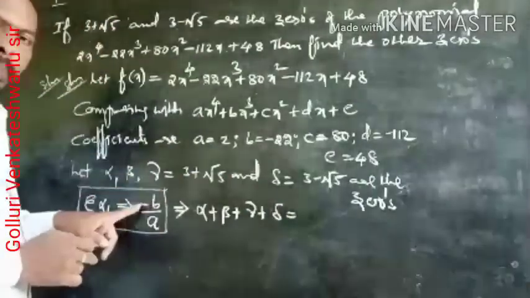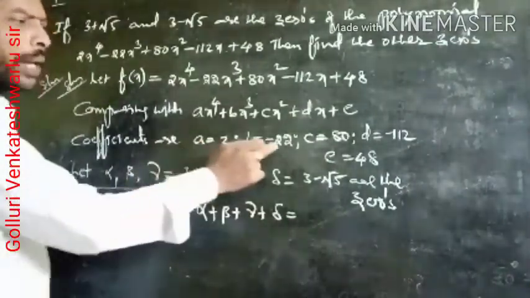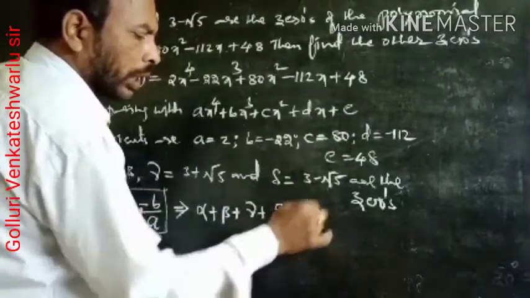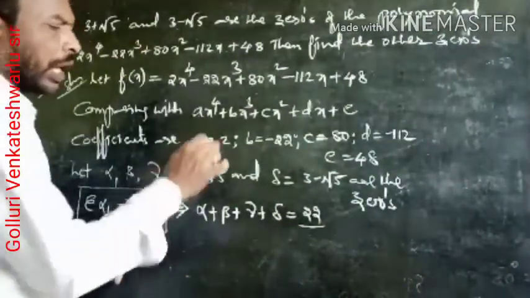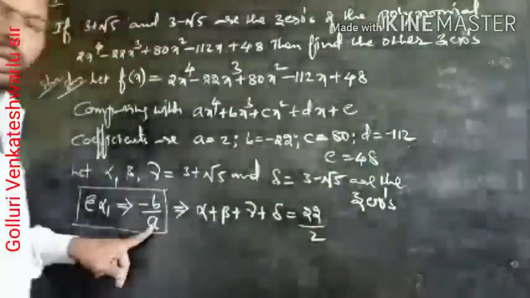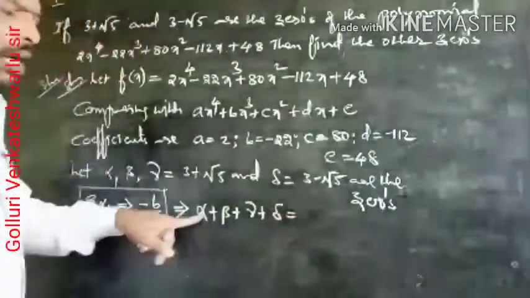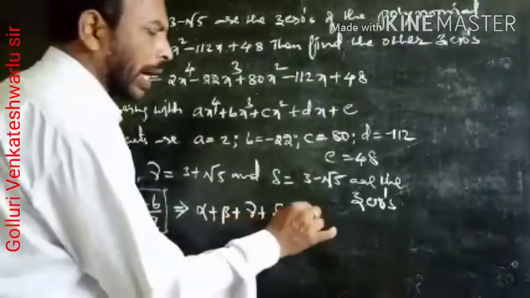Here minus b means we need to change the symbol of b. Minus 22 becomes plus 22, divided by the value of a, which is 2. So alpha plus beta plus gamma plus delta, the sum of zeros, is equal to minus b by a.